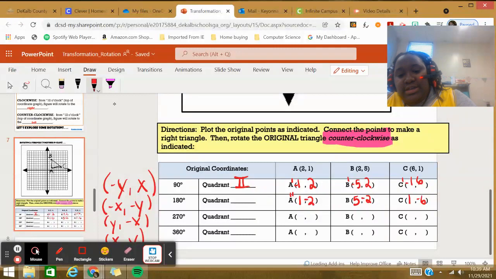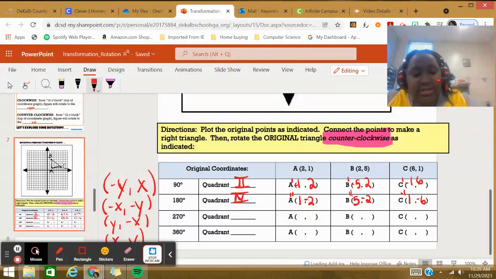And again, this would be A double prime, B double prime, C double prime, with the little tick marks. Since my x's are positive and my y's are negative, that means that my 180 will be in quadrant 4. Okay. So the first picture was in quadrant 1. The second picture was in quadrant 2. Third picture is in quadrant 4. All right, we're looking at 270.